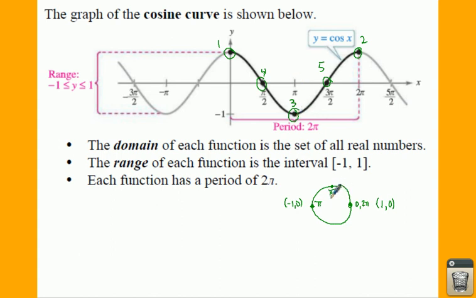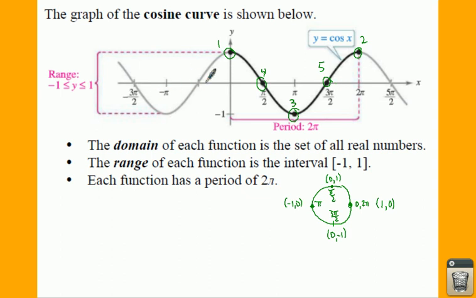At pi over 2, you are at 0 comma 1, so your cosine is 0. At pi over 2, you're at 0. And at 3 pi over 2, you're at 0 comma -1, but we're only talking about the cosine value, which is 0. So hopefully you learned some patterns here, and these will definitely help you when you are trying to graph these in 4 or 5.